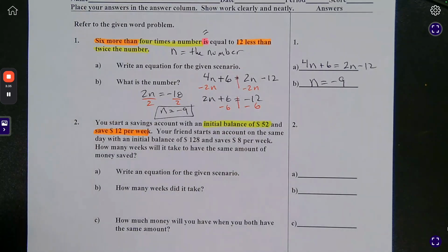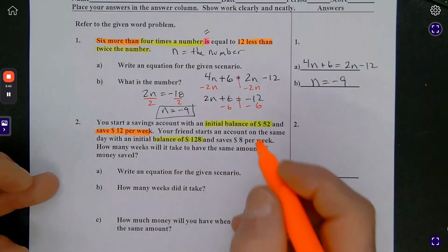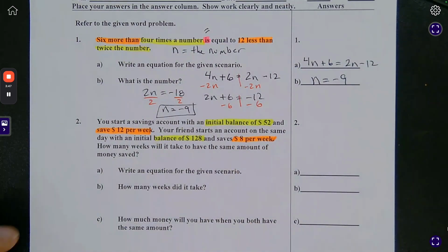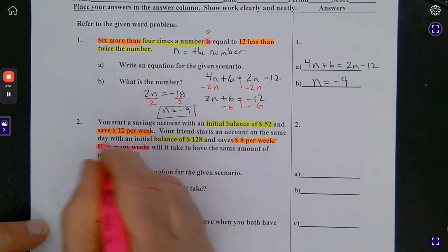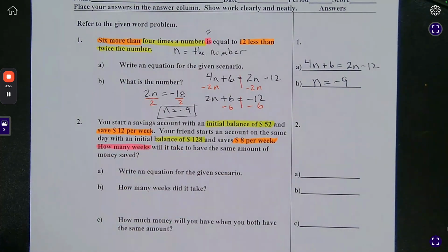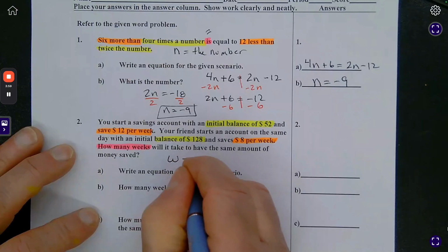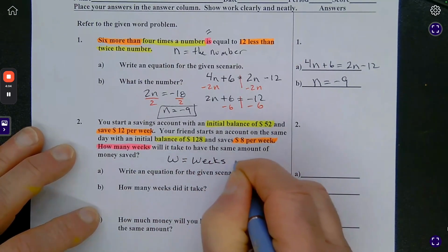Your friend starts an account on the same day with an initial balance of $128 and saves $8 per week. And now here's the question. How many weeks will it take for them to have the same amount? So how many weeks? So we're looking for time, weeks. All right, let's write our equation. First, I'm going to let W equal weeks that we have been saving.